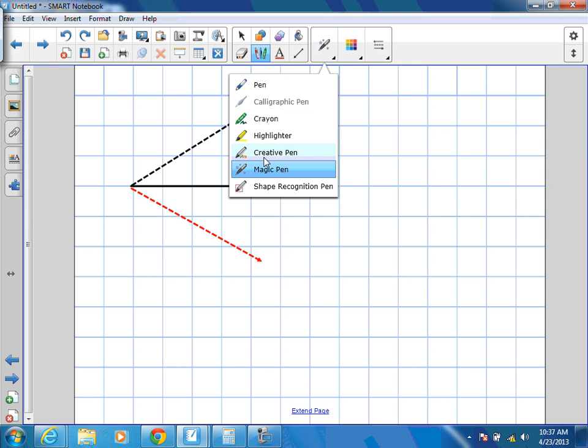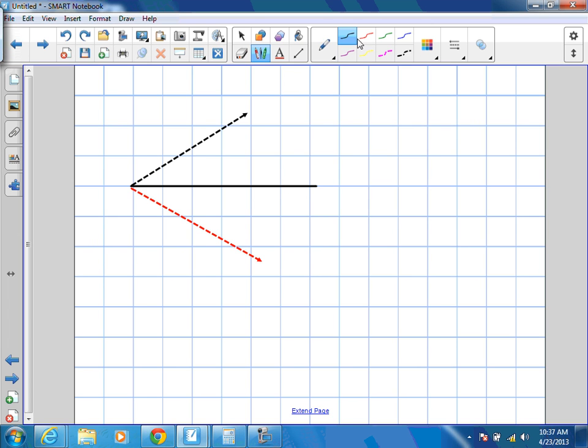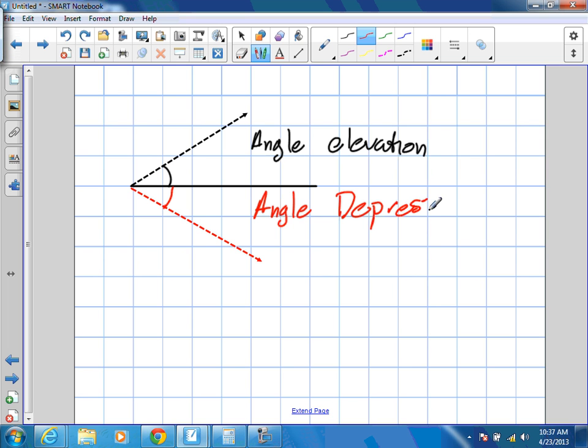From the horizontal line, the angle going up would be called what? Anyone know? Elevation. Angle of elevation. Makes sense. Elevation is to go up. And then the angle going down from that horizontal line would be the angle of depression, to go down, or to crush. Okay? So that's angle of elevation and angle of depression. Simple as that. Always has to be done from a horizontal line.